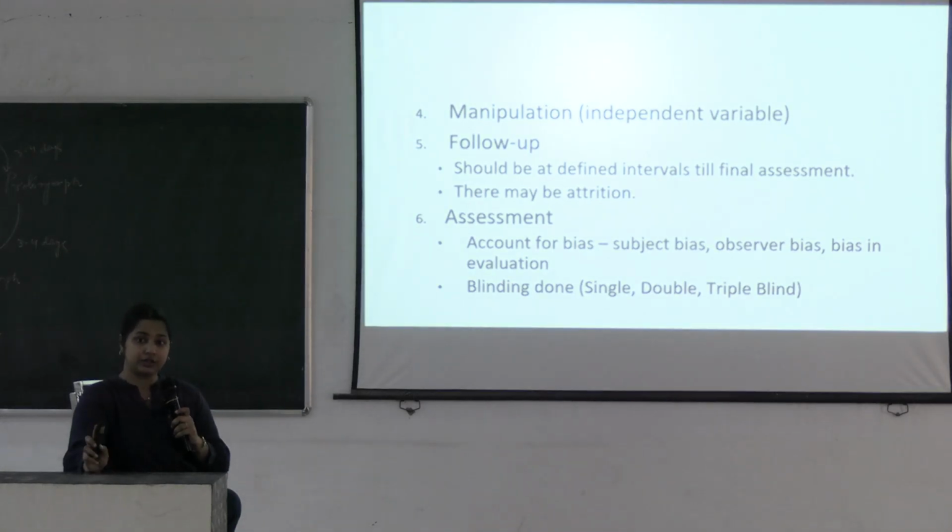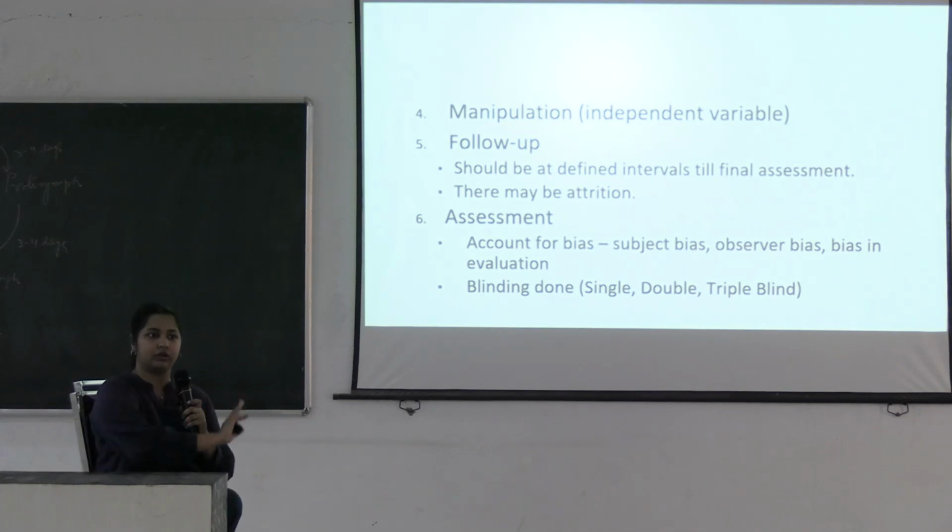And the random allocation itself, randomization itself, is eliminating the selection bias. So all these biases that can occur in the RCT are tackled by different means. Okay, so these are the 6 steps of randomized control trials.